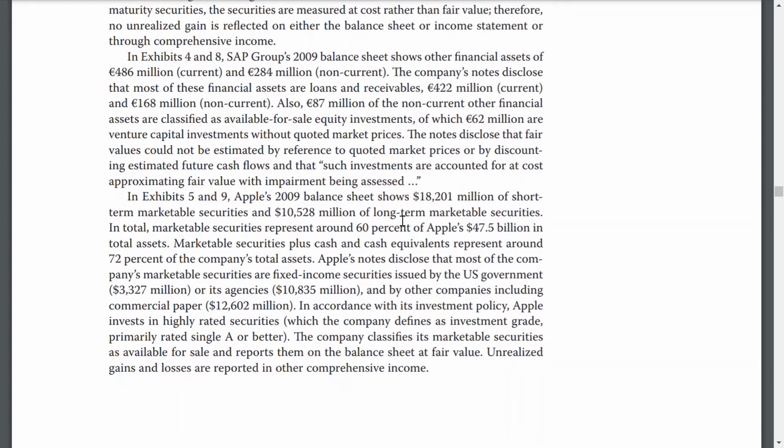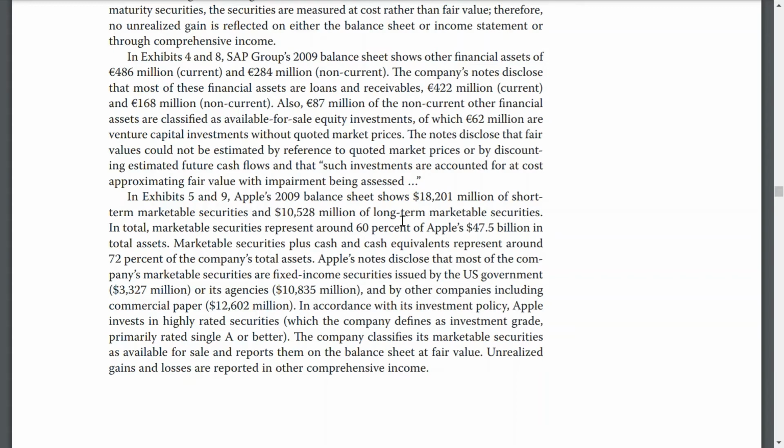In Exhibits 4 and 8, SAP Group's 2009 balance sheet shows other financial assets of 486 million current and 284 million non-current. The company's note discloses that most of the financial assets and loans are receivables, 422 million current and 168 million non-current. Also, 87 million of the non-current other financial assets are classified as available for sale equity investments, of which 62 million are venture capital investments without quoted market prices.